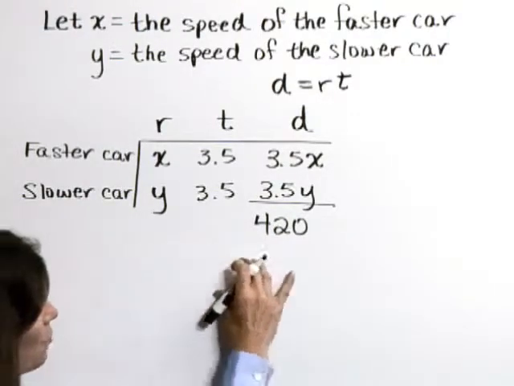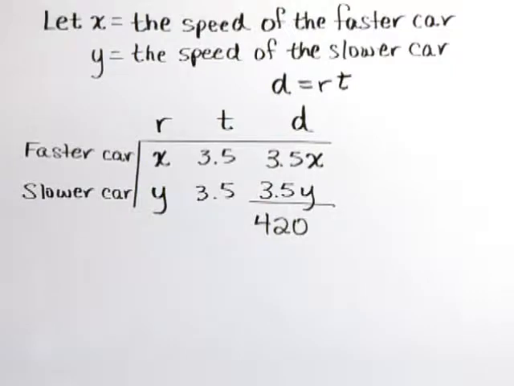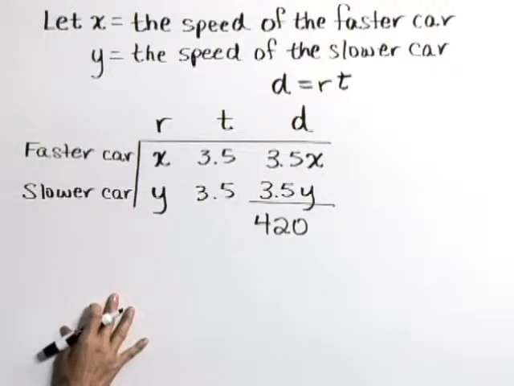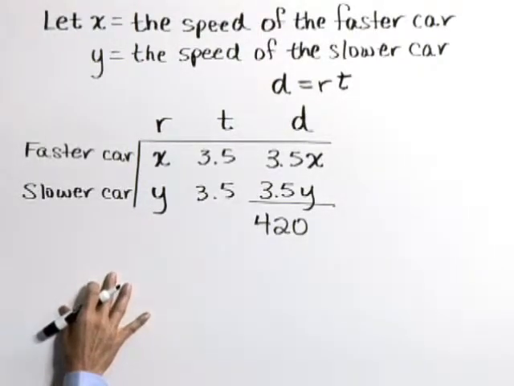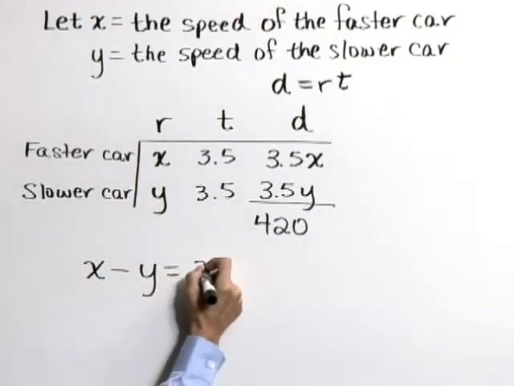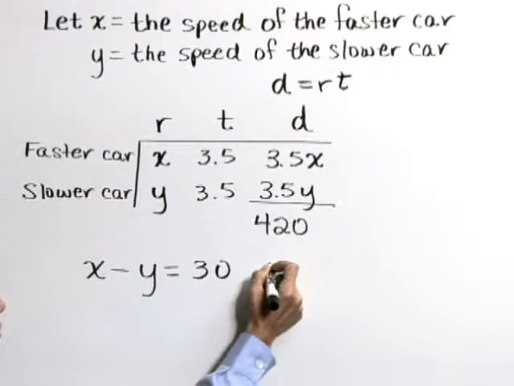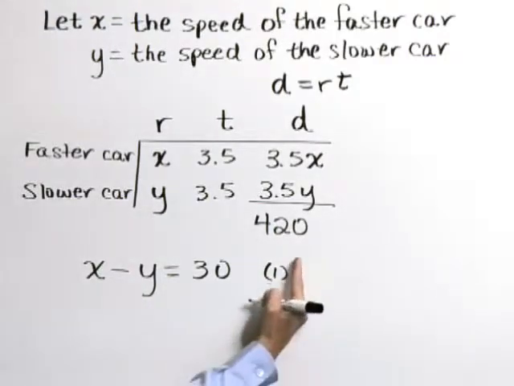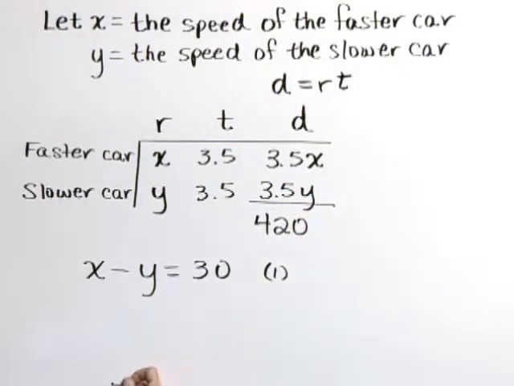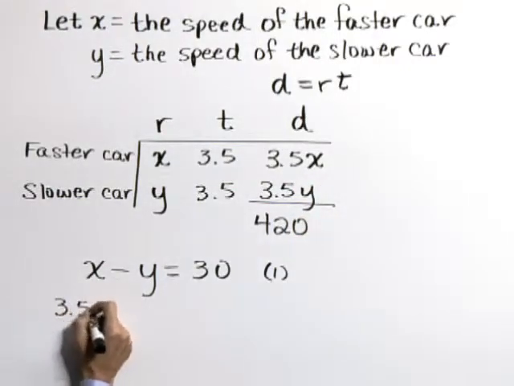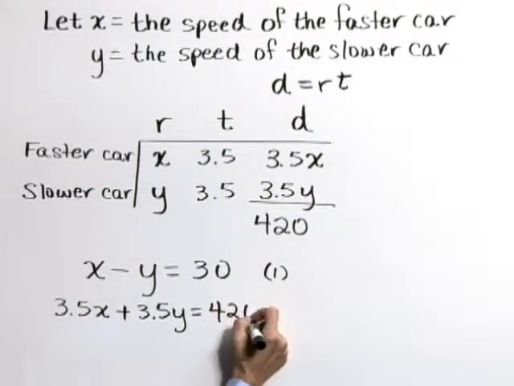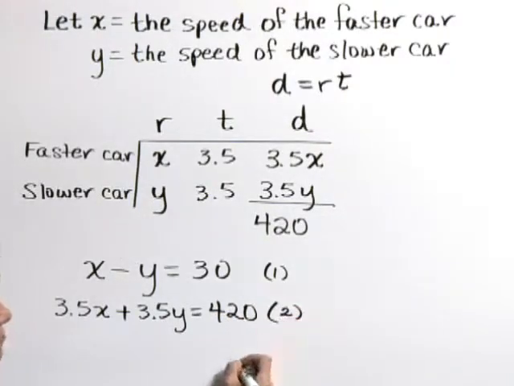Now we're ready to write our system of equations. We're given that the faster car travels 30 miles per hour faster than the slower car. So x is a larger number, and the difference, x minus y, is equal to 30. Let's call that equation 1. Equation 2 comes from our last column, where the sum of these distances is 420. So write 3.5x plus 3.5y is equal to 420. And let's call that equation 2.